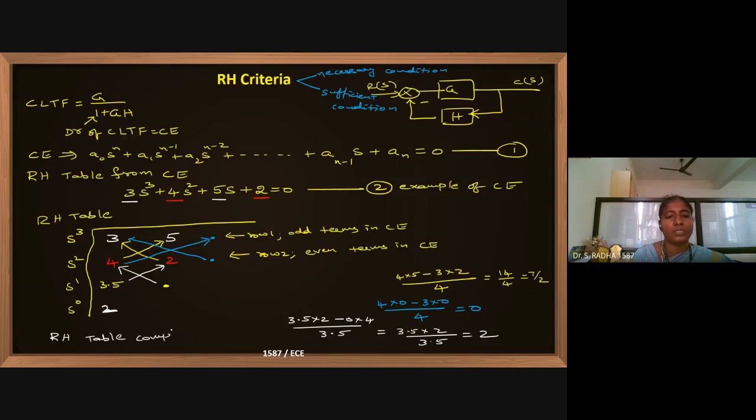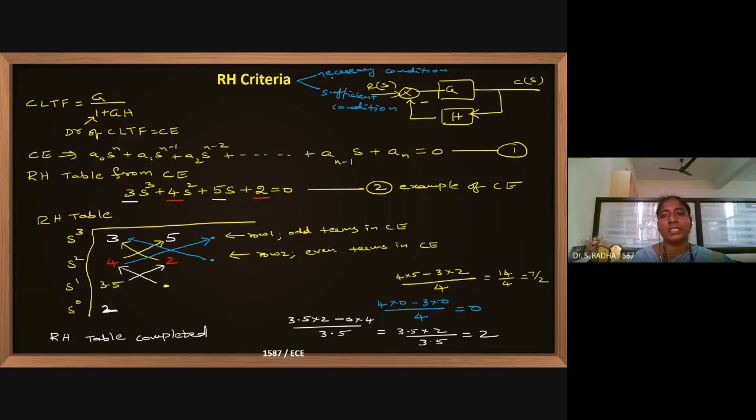Now what we have to check is the number of sign changes in the first column. If there are no sign changes, then the system is stable. That is the sufficient condition. Now I am going to the necessary and sufficient conditions.